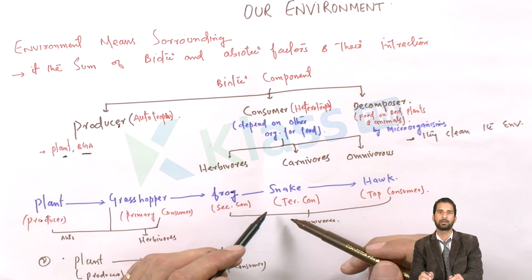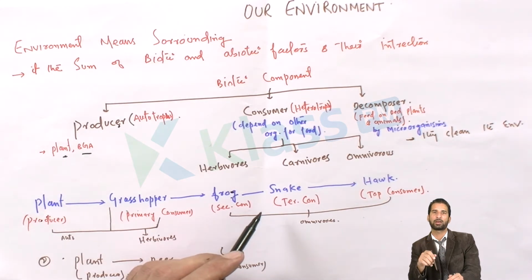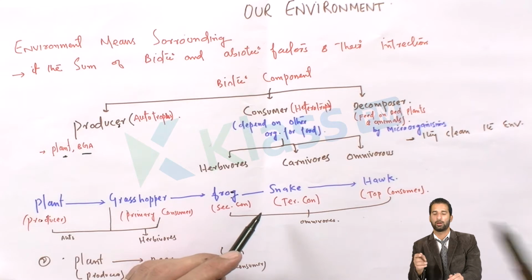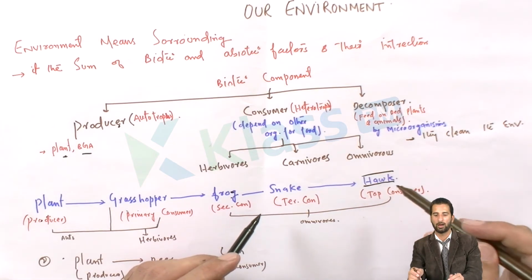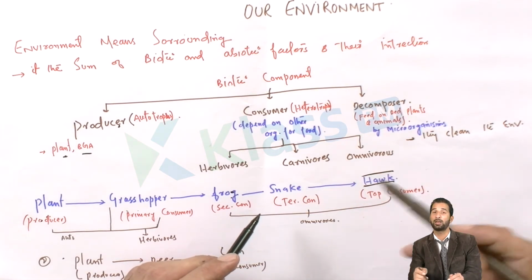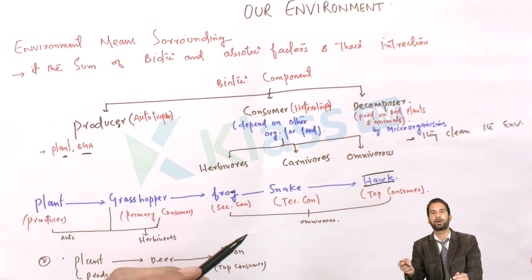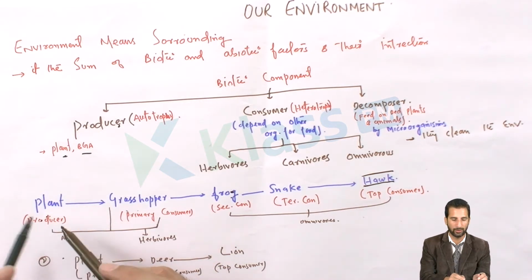Snake acts as a tertiary consumer, and those organisms which can eat the snake act as a top consumer. I have written here that it is a hawk. Hawk eats upon the snake, the tertiary consumer. So the hawk itself is not being eaten by anyone, so it acts as a top consumer. So let me explain it again.